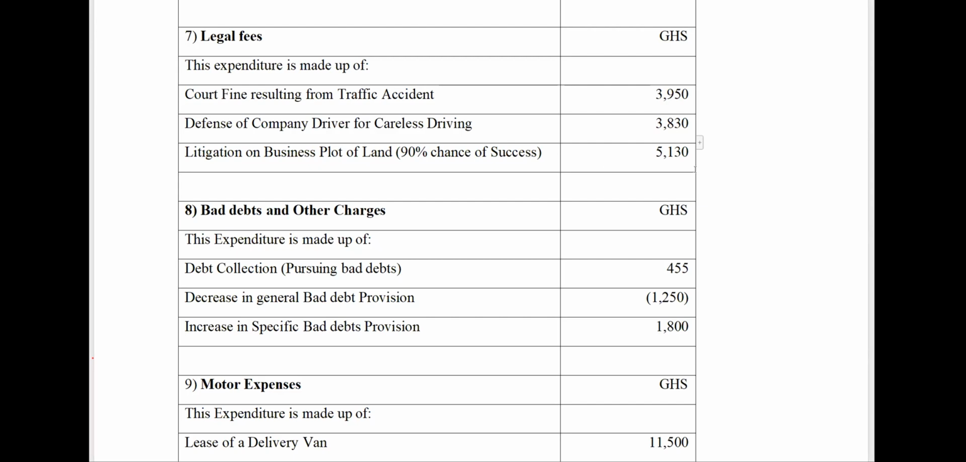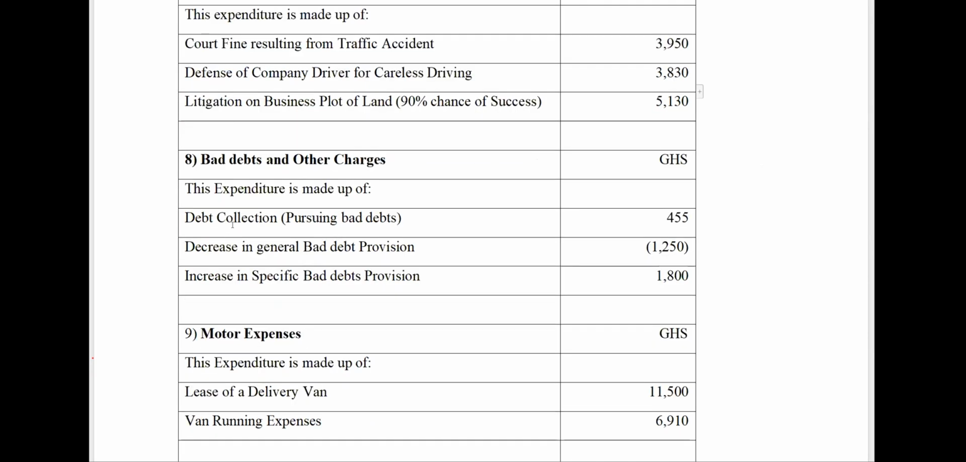Allow. Do you know why we allow? I said when you incur legal costs for defending title or protection of your asset, it should be allowed. Do you remember? Okay. Bad debts. The expenditure is made up of 1, debt collection, the cost of pursuing bad debts, 455. Allow or disallow? Allow. Decrease in general bad debt provision. It must be reversed, right? Increase in specific bad debt provision must still be reversed. Increase or decrease in bad debt is an accounting estimate.